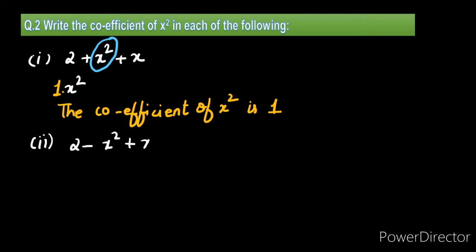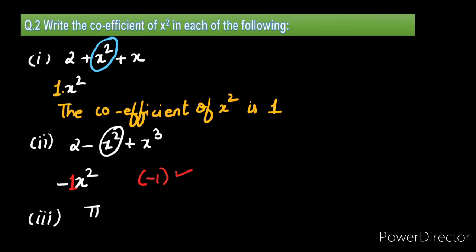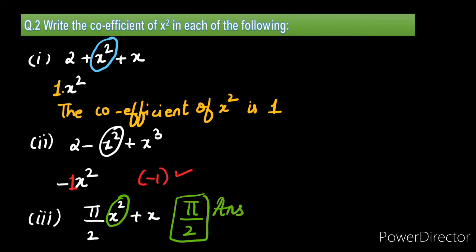See the third question. Pi x square plus x. The coefficient of x square, that means what? The coefficient of x square is what? Pi upon 2. So this is the answer. Let us see the fourth one. Root 2 x minus 1.